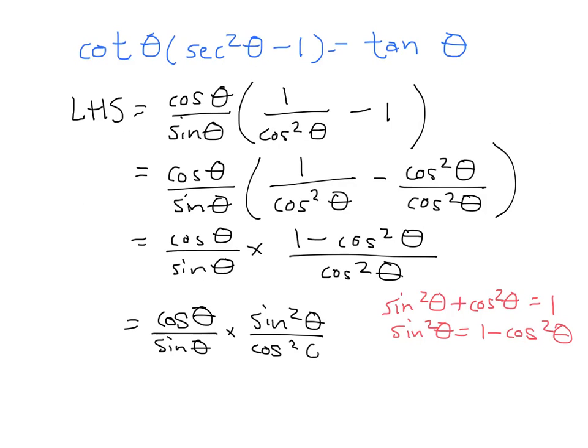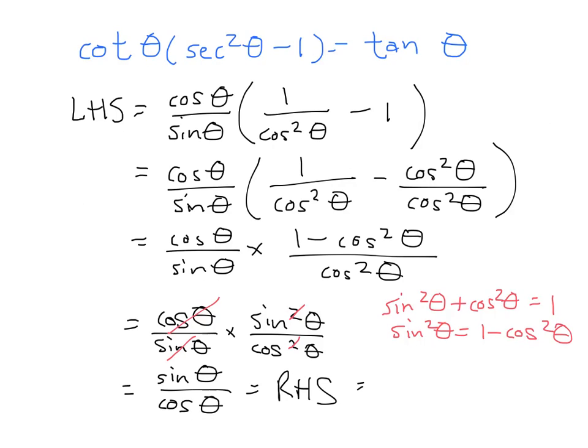Now, a little bit of cancellation, that cos squared disappears and that cos squared becomes a cos, that sine disappears and that sine squared becomes a sine. So left with sine theta over cos theta. Now, our right hand side is tan theta, which is also sine over cos theta, so we're actually done.